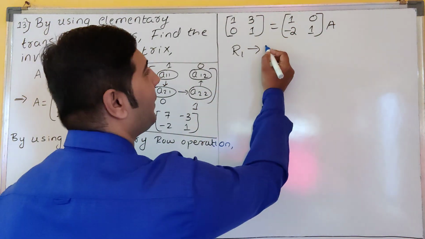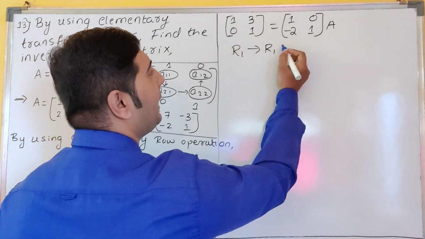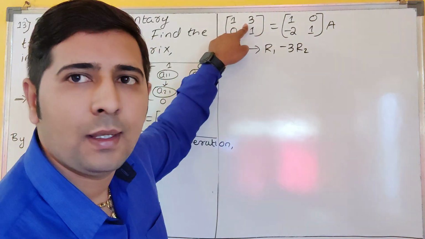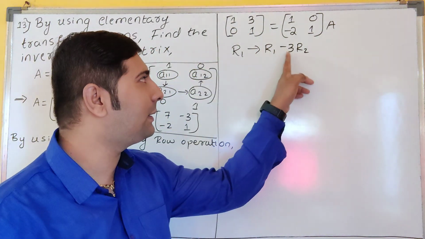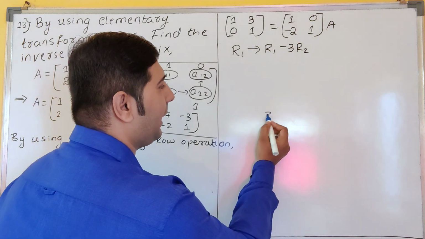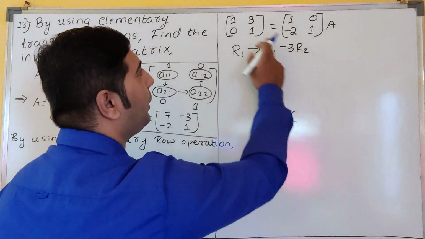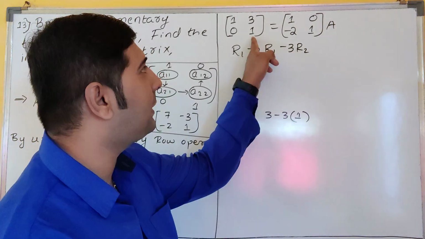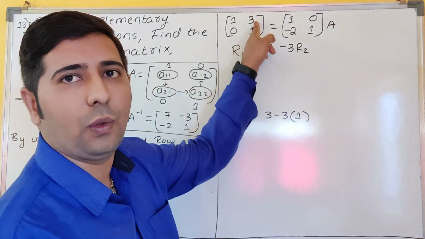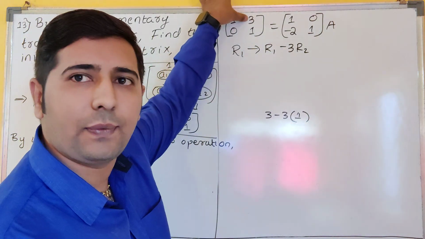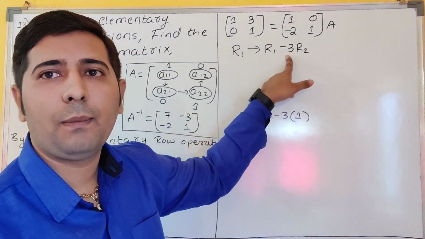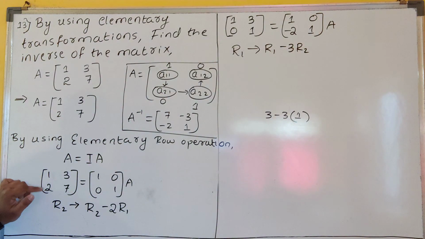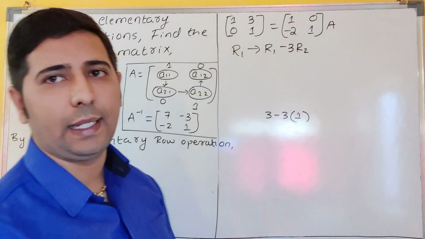So R1 is how much? 3 minus 3 into R2. R1 is 3, I wrote. Minus 3 into R2, which is how much? 1, or not? Clear? Why are we multiplying by -3? To get 0 here. If it were 5, I would have multiplied by what? -5. Clear or not? Something similar like this. Here 2 and 1 were there, no? Here 3 and 1 are there.